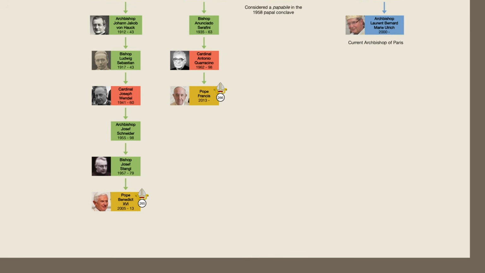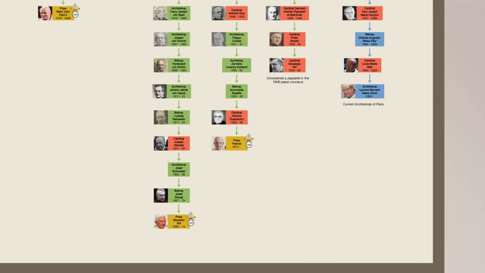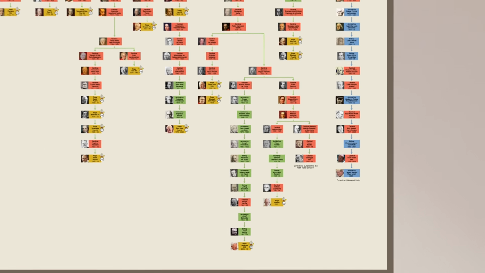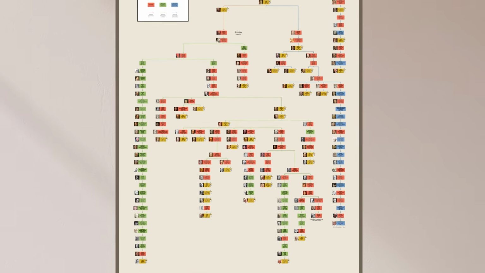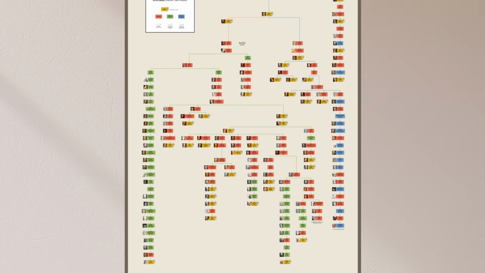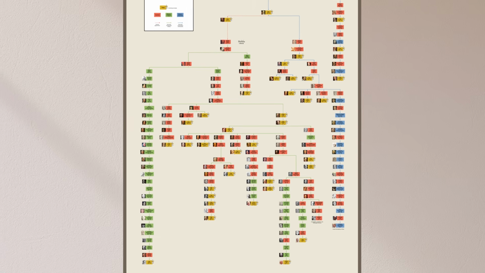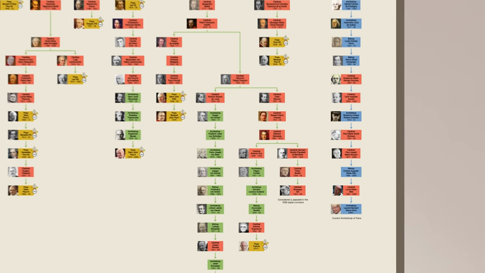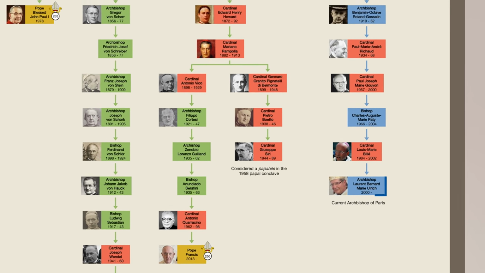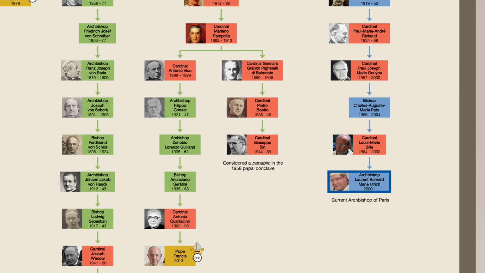Okay, so that gives you an overview of the last 12 popes, all of whom can be traced back through their episcopal lineage to Cardinal Rebiba. However, as I mentioned earlier, there are still a few Catholic bishops, less than 10%, who belong to other lineages. One example is the current Archbishop of Paris, Laurent Ulrich. Note that he is shown in blue instead of green. That's because he comes from a different lineage.